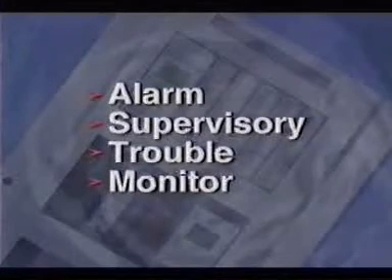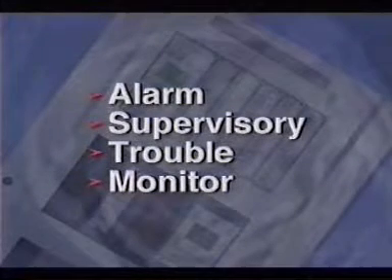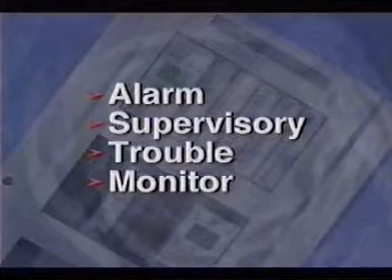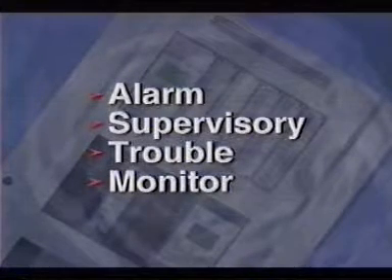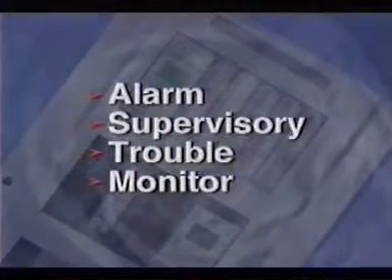It is important to note that these conditions are prioritized. What this means is that when off-normal points are detected within the system, they are going to be displayed according to their level of priority or importance. The order in which they are presented here is their prioritization order.